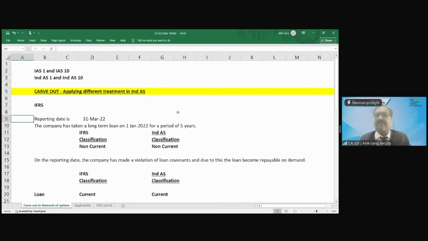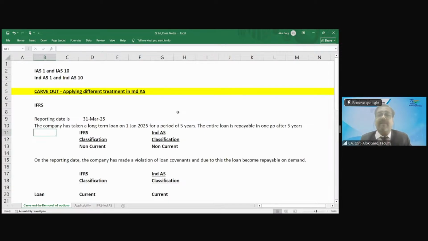In IFRS, for example, the reporting date is 31st March. Let's take it 31st March 25. And the company has taken a loan on 1st January 25 for a period of 5 years. The entire loan is repayable in one go after 5 years.